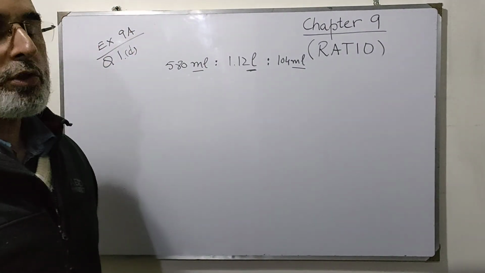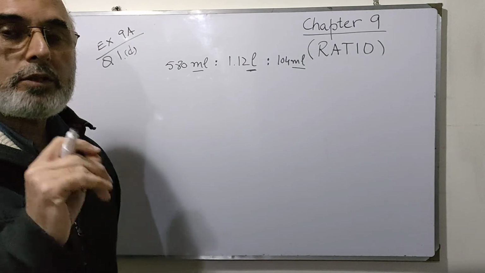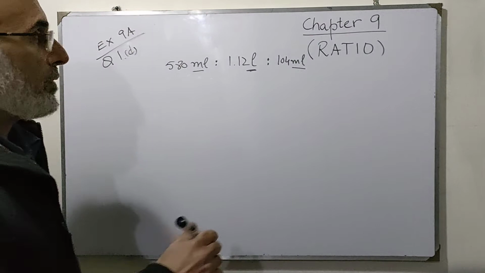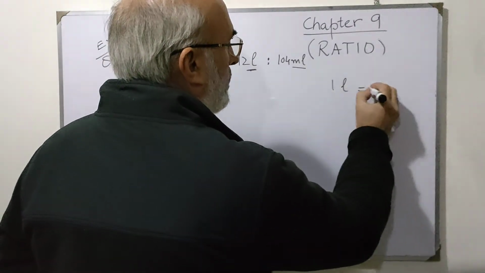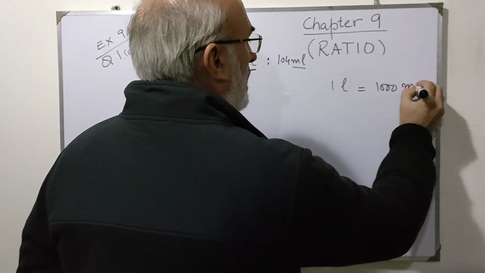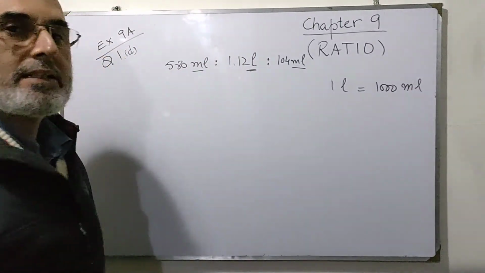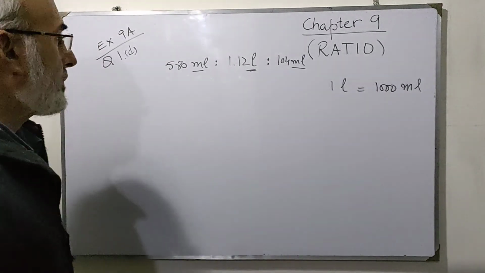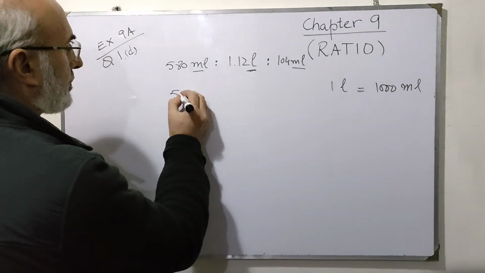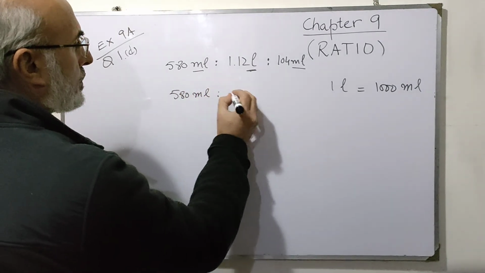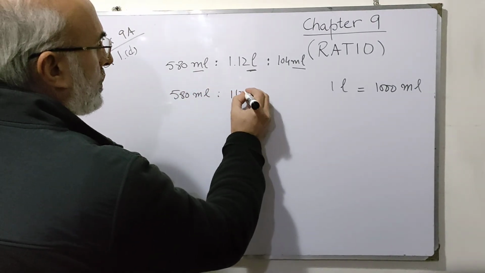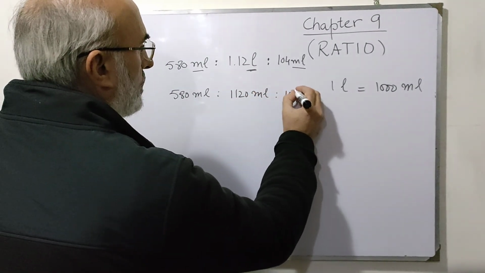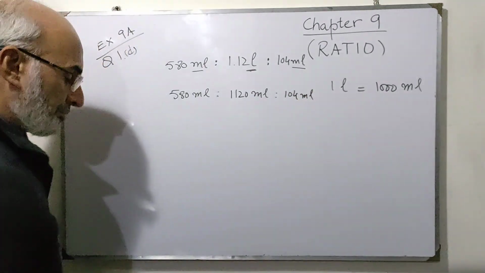So the measurement unit has to be the same. 1 liter is equal to 1000 ml, so we are going to convert these liters to ml. We will multiply this with 1000. So 580 ml is to 1120 ml is to 104 ml.